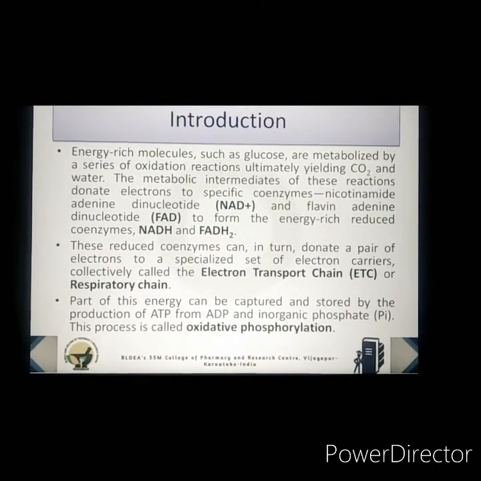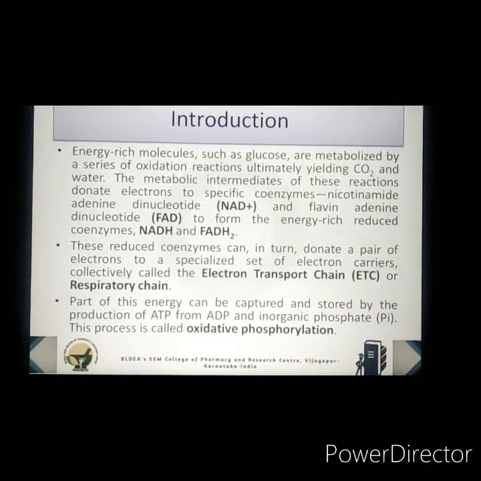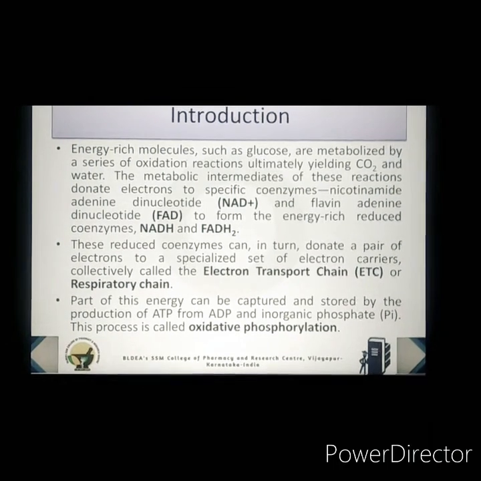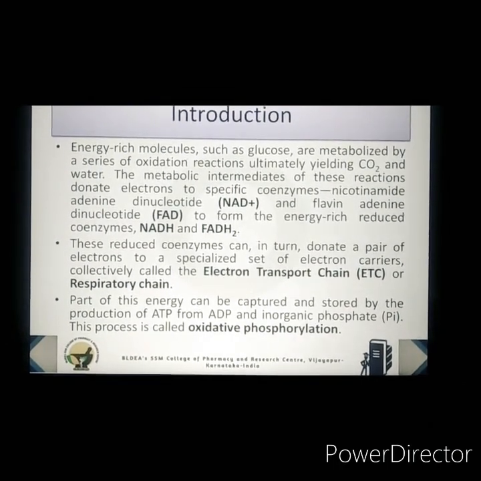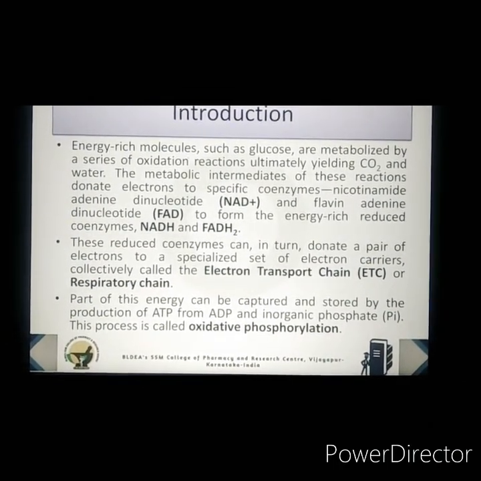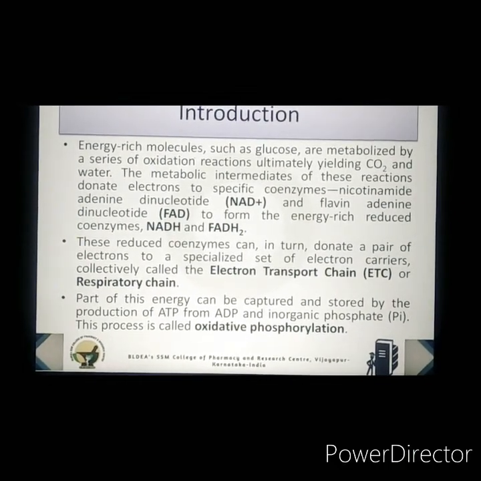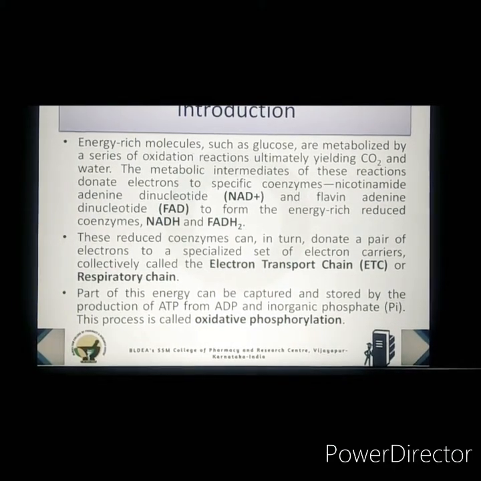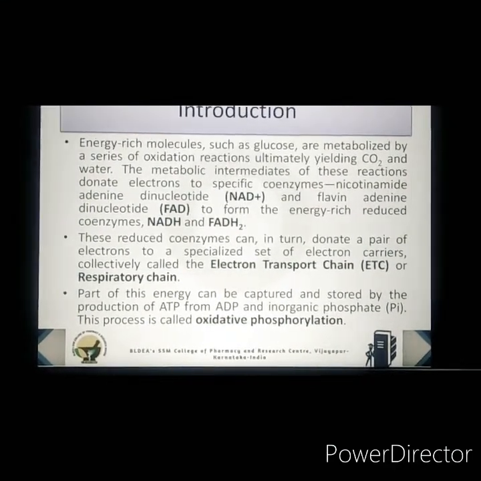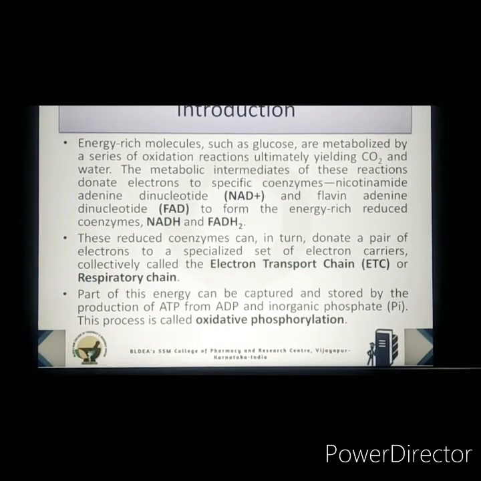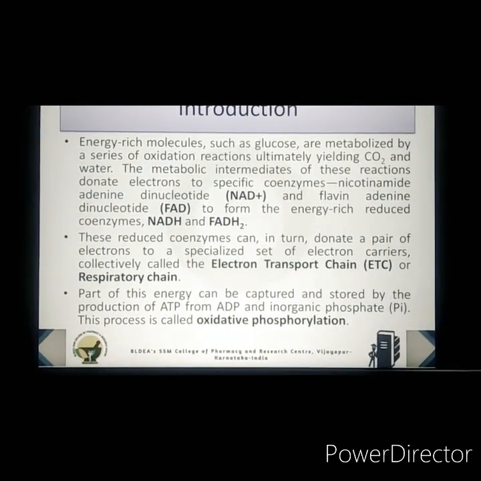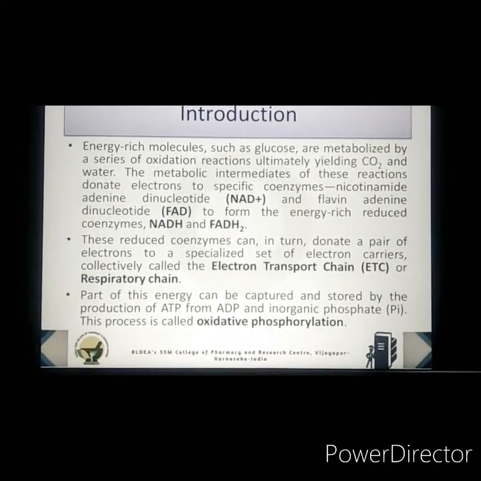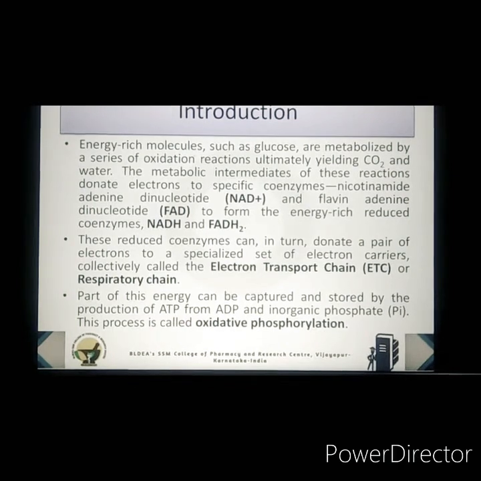So let us start with the introduction, that is the basics of electron transport chain. As we all know, during the oxidation of glucose, that is in the glycolytic pathway, glucose is oxidized through different oxidative reactions leading to carbon dioxide and water. Means it undergoes oxidation to produce pyruvate. From pyruvate it undergoes PDH complex reaction to produce acetyl-CoA. From this, acetyl-CoA undergoes Krebs cycle, finally yielding carbon dioxide and water.